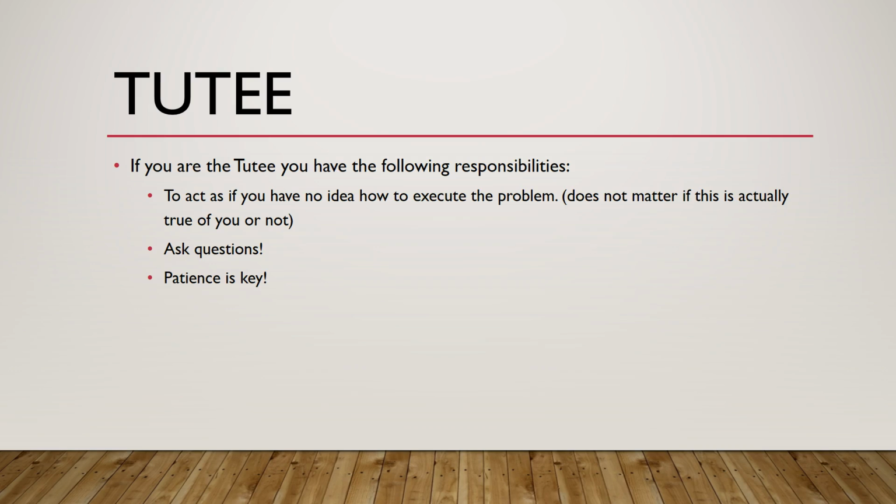If you are the 2D, you still have responsibilities too. You don't get to just sit there. So, first, you're to act as if you have no idea how to execute the problem. It doesn't matter if this is actually true or not. You need to act this way because this helps the tutor be able to explain it. Now with this, you also need to ask questions, but make sure they're good questions. Especially if you truly don't understand something. Ask questions. Try to get clear explanations from your tutor. If something's confusing, ask for clarification.